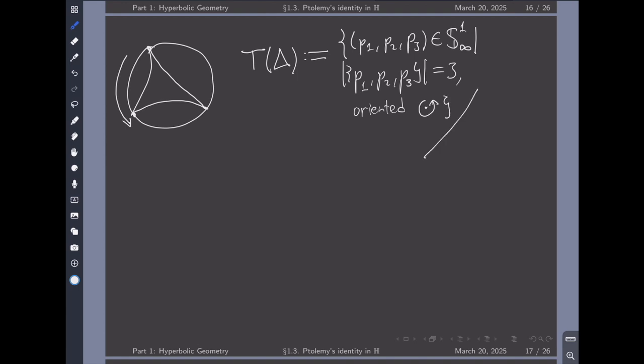This modulo, since I'm drawing the Poincaré disk, would be PSU(1,1), right? And this is why I said it's boring. It's just one point, because of simple transitivity.